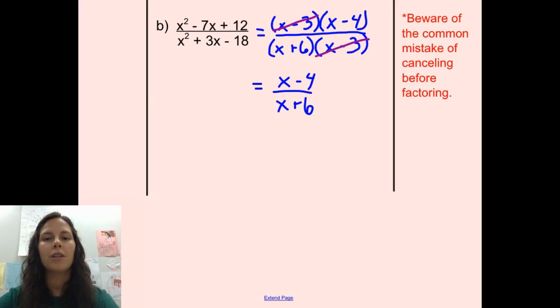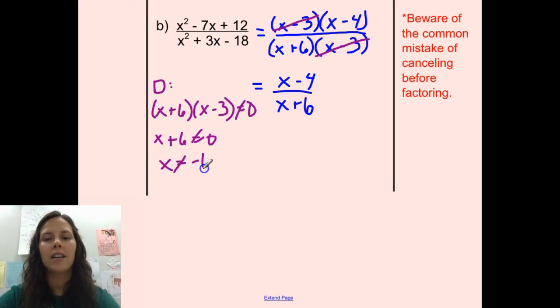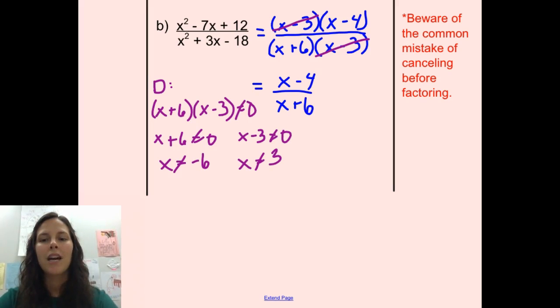In order to find the domain restrictions, it's helpful to use the factored form of the expression instead of the original form. So I'm going to talk about where x plus 6 times x minus 3 cannot equal 0, because we have the zero product property here. So either x plus 6 cannot equal 0, so x cannot equal negative 6, or x minus 3 cannot equal 0, so x cannot equal 3. So our domain is all real numbers except positive 3 and negative 6.